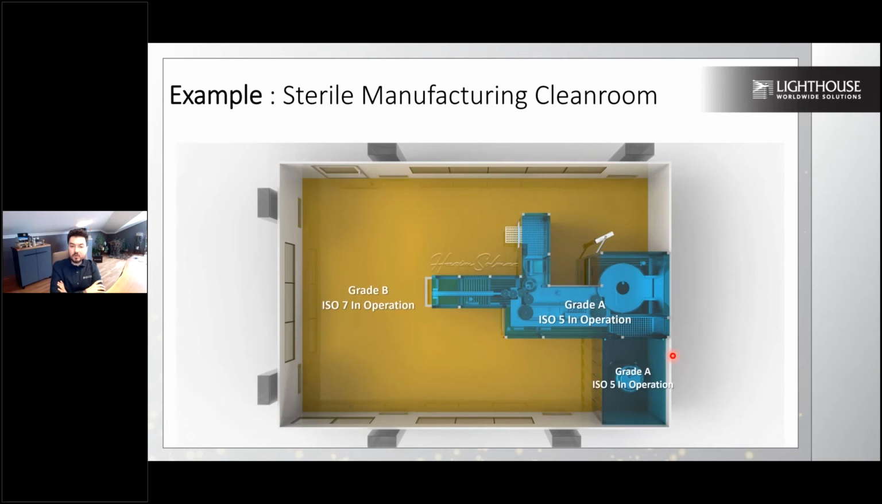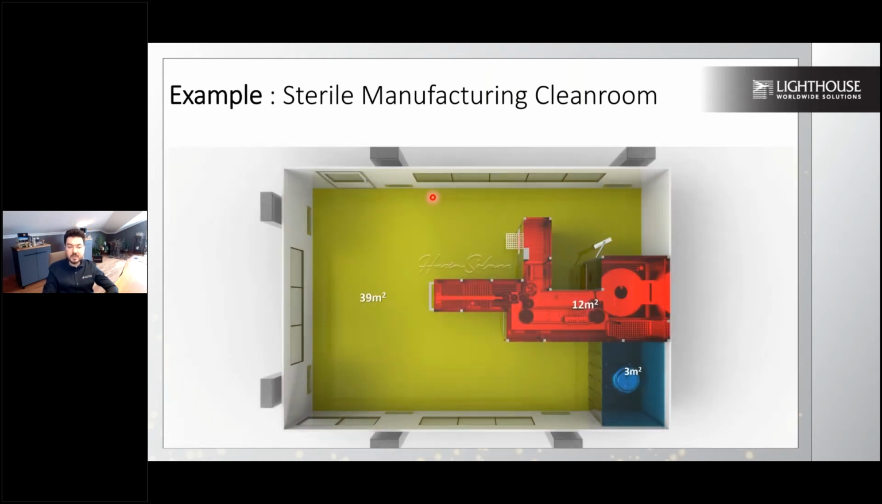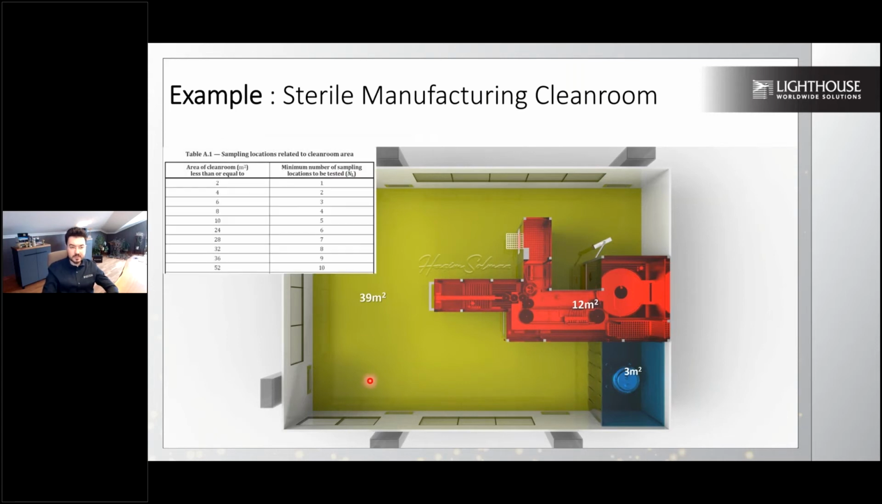So grade A in operation for production, the filling line, and again grade A in operation for the aseptic manipulation location here, the LAF unit, and grade B, which is ISO class 7 in operation, for the room itself. So 29 square meters of area, 12 and 3 square meters of area, we divide them. We removed them from the total area, 54, removing this and this area in order to make sure that we have enough sampling locations to be described for the room itself.